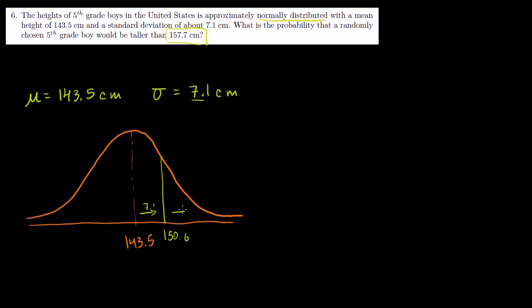If we were to go another standard deviation, we go 7.1 more. What's 7.1 plus 150.6? It's 157.7, which just happens to be the exact number they asked for. They're asking for the probability of getting a height higher than that. So they want to know the probability that we fall under this area right here, or essentially more than 2 standard deviations above the mean. We can't count this left tail right there. So we can use the empirical rule.